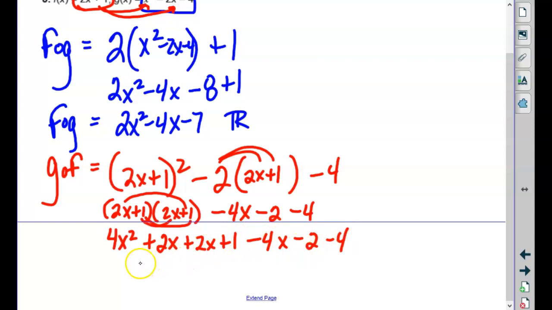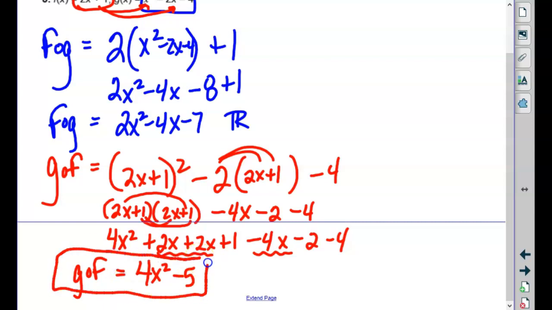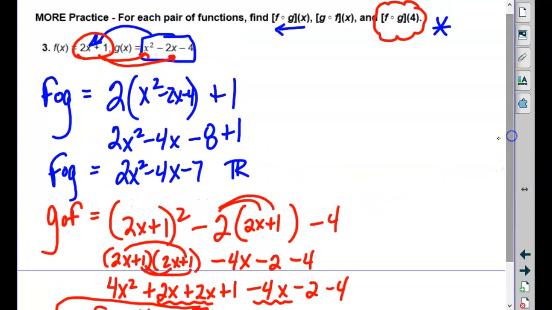Anybody get an answer? I have 4x squared. Ooh, look. 2x plus 2x and a minus 4x. Did that go away? 1 minus 2 minus 4 would be negative 5, yes? So all that simplified down to that. All right.